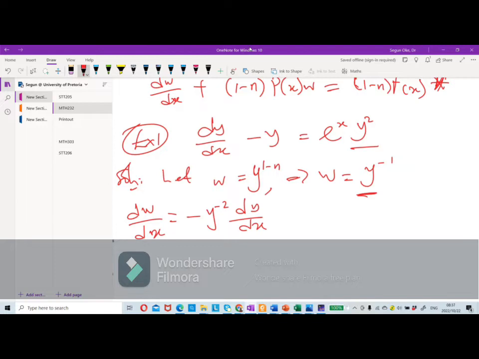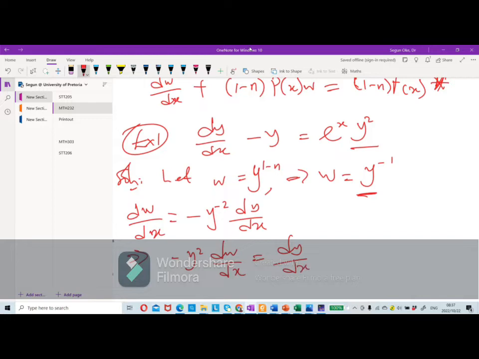If I want to make dy/dx the subject of the formula, what do I need to do? All I need to do is divide both sides by negative y to the power minus 2. So I will have negative y squared dW/dx equals dy/dx.